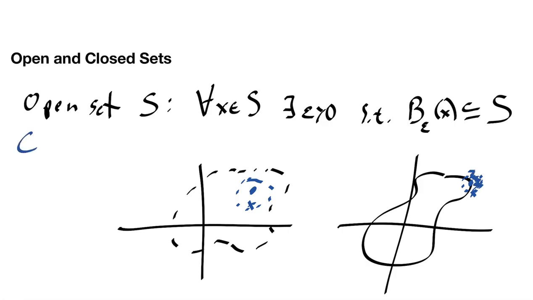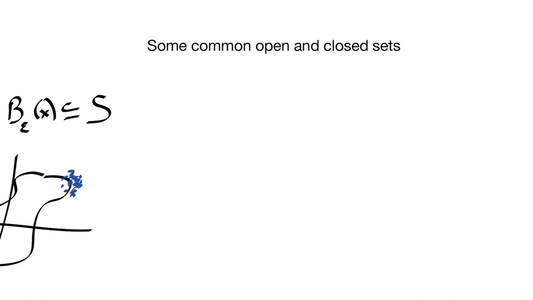Okay, so what is a closed set? A closed set S just means that the complement is open. That's not a very satisfying definition, but it makes fewer definitions to worry about. We just say S is open, and if the complement is open, then we say it's closed.